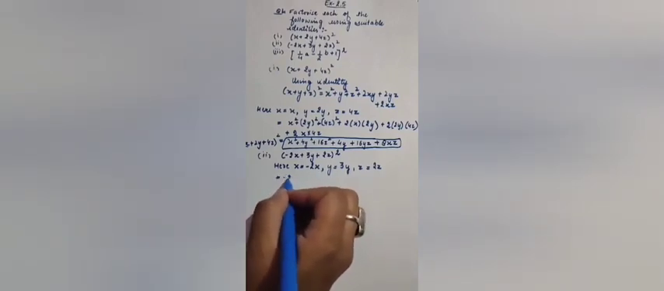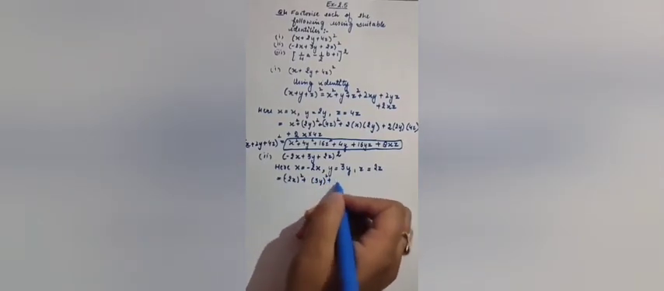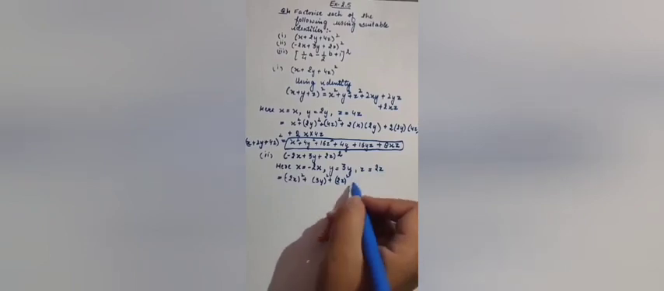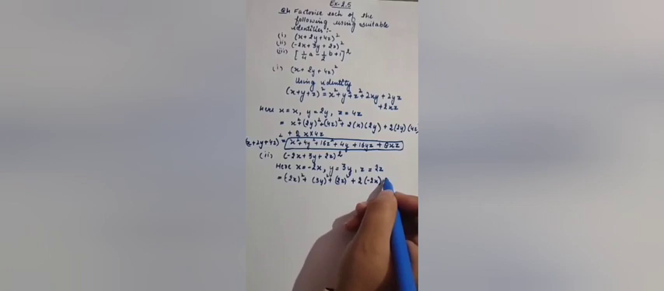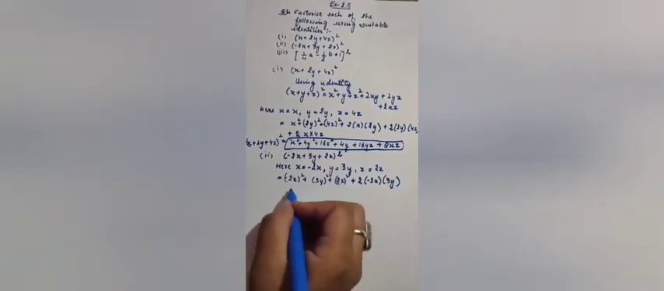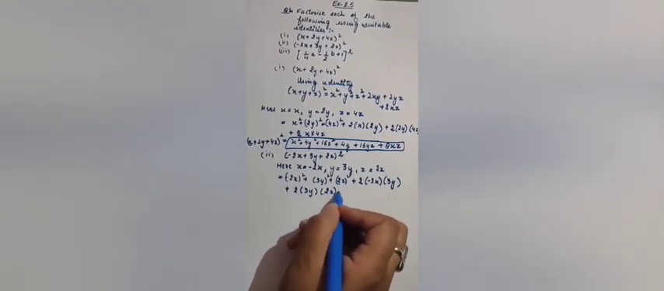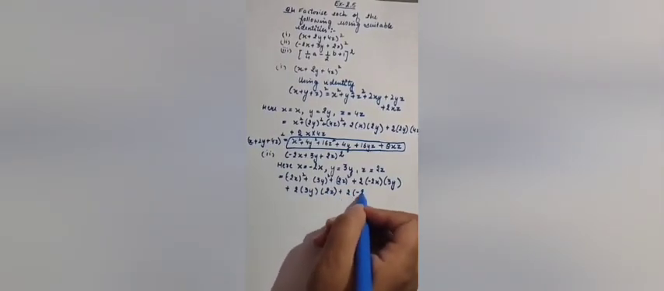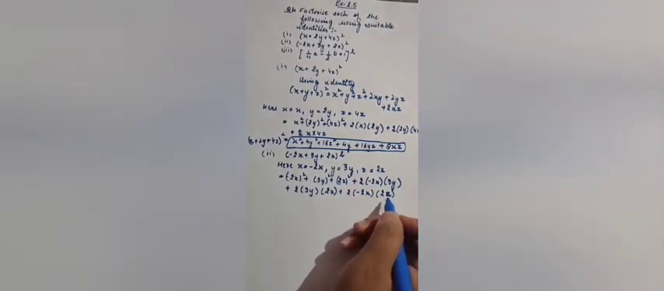So I will apply here (−2x)² + (3y)² + (2z)² + 2 × (−2x) × 3y + 2 × 3y × 2z + 2 × (−2x) × 2z. You can also learn other identities, or I can say that you can also remember other identities, but it is very simple to remember only one and change it according to the signs.